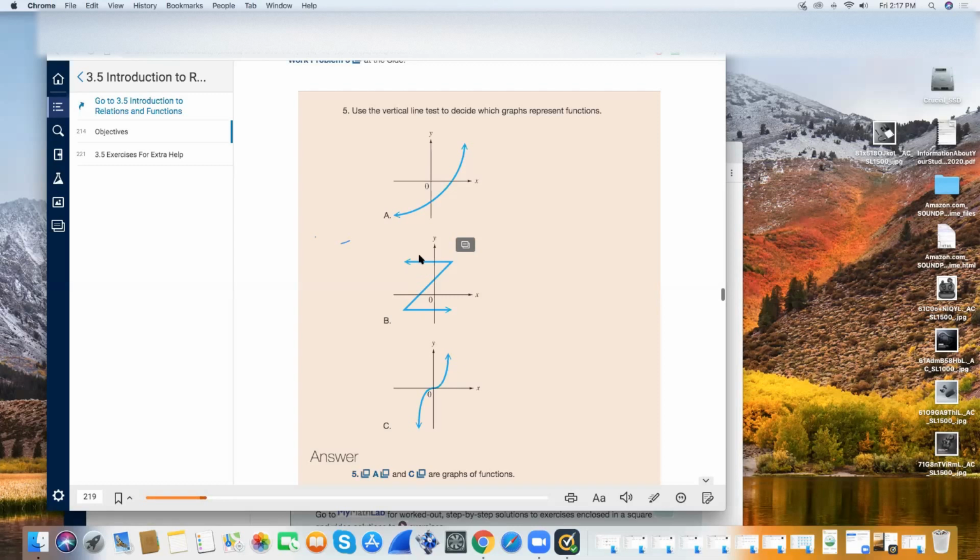2, 3, so that makes it not a function. What about this one? It's a function. If you do a vertical line, how many times does it meet? Just once, that's right.